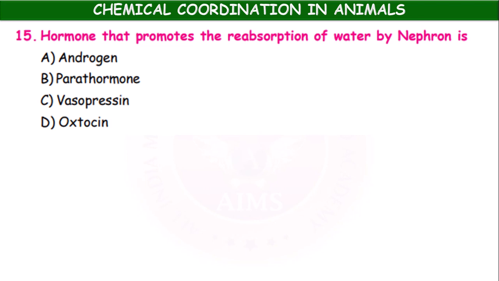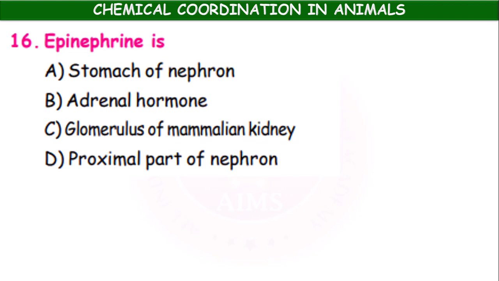Here the options: androgen, parathormone, vasopressin, oxytocin. It is the vasopressin. Epinephrine: stomach of nephron, adrenal hormone, glomerulus of mammalian kidney, proximal part of nephron. Epinephrine is the adrenal hormone.